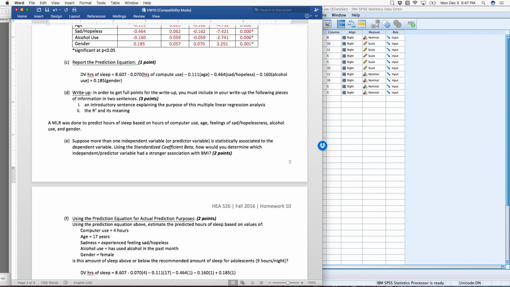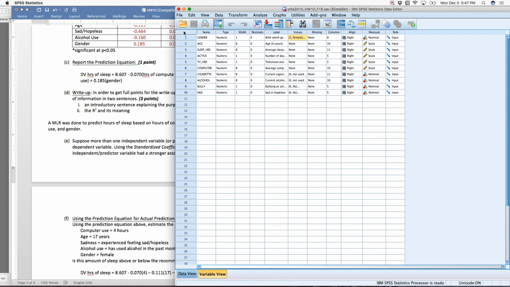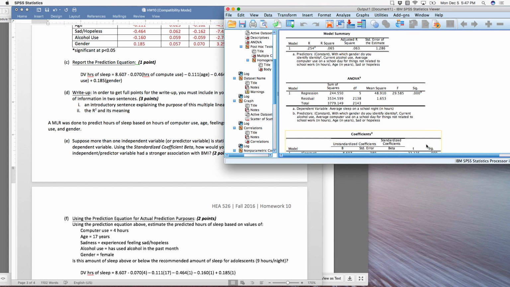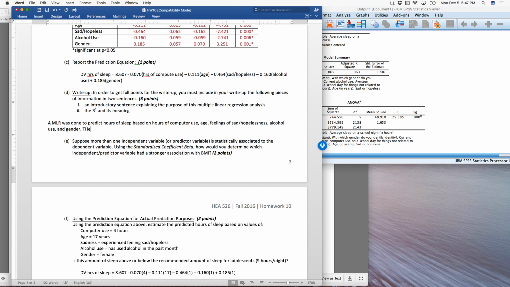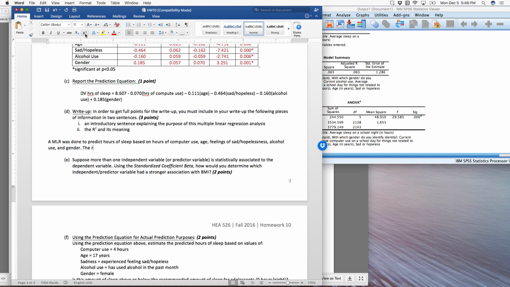And then the other part I'm asking you to write is what the R squared means. So we didn't put that anywhere yet, but if we look back on our output, the R squared value is in that model summary. It's a value of 0.065. So the R squared value of 0.065 indicates that, what does it indicate? What do we think?